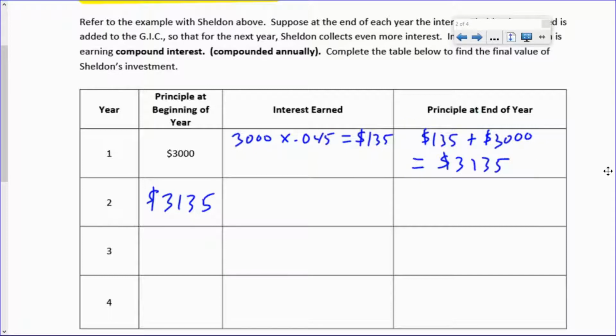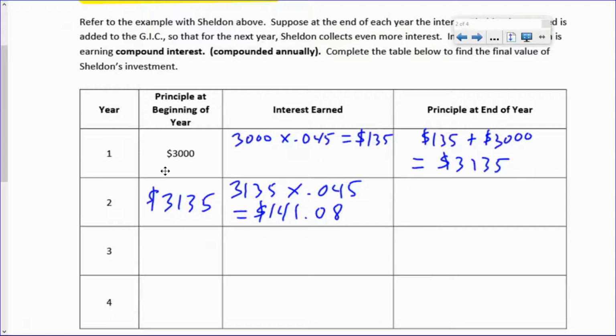At the end of year two, we say that he's collected interest on that $3,135. Now that actually works out to $141.08. So a little bit more. Instead of earning $135, he actually got $6.08 more in interest.